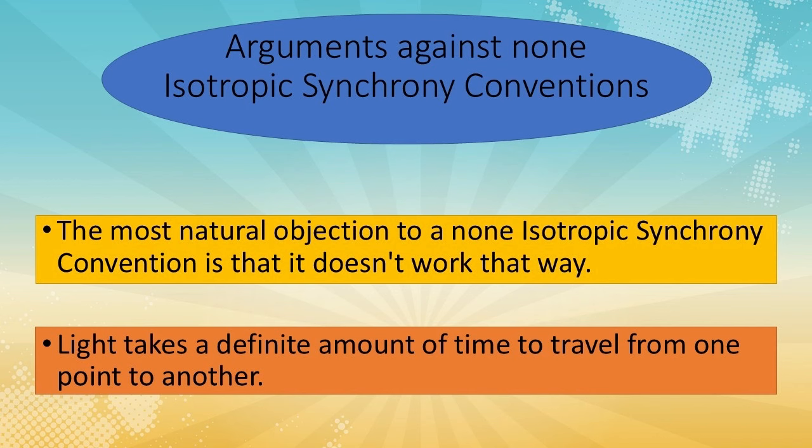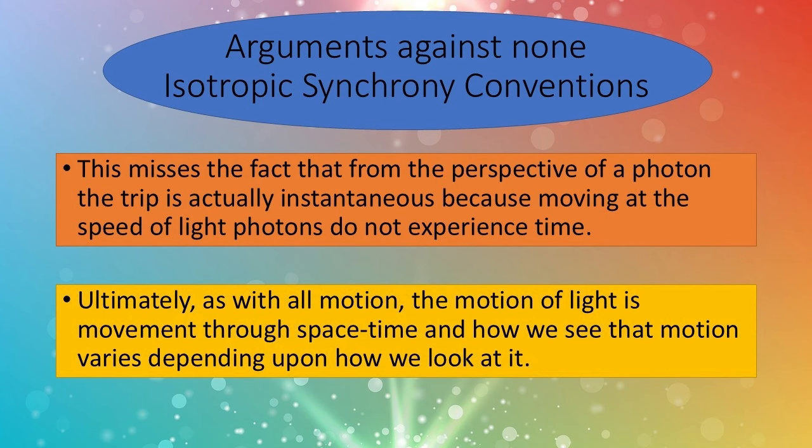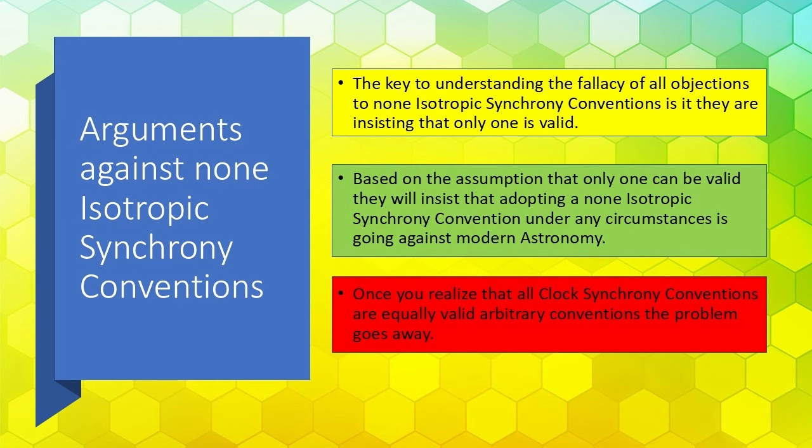The most natural objection to a non-isotropic synchrony convention is that it doesn't work that way. Light takes a definite amount of time to travel from one point to another. This misses the fact that, from the perspective of a photon, the trip is actually instantaneous because, moving at the speed of light, photons do not experience time. Ultimately, as with all motion, the motion of light is motion through space-time, and how we see that motion varies depending upon how we look at it. The key to understanding the fallacy of all objections to non-isotropic synchrony conventions is that they are insisting that only one is valid.